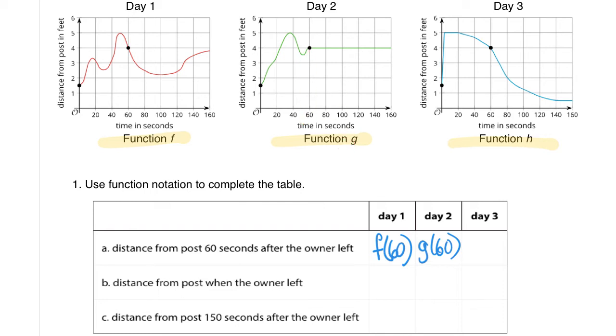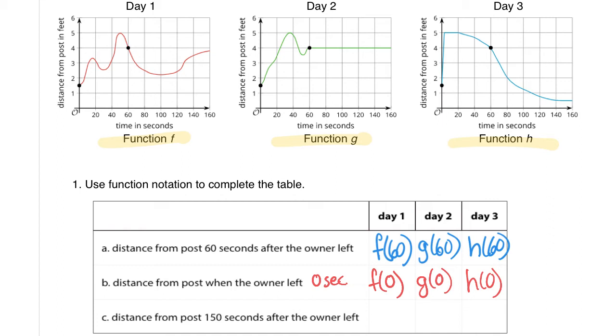And for day 3, I would call this h of 60, meaning function h, day 3, 60 seconds into our time. B, the distance from the post when the owner left. That's going to be at 0 seconds right away into our time here. So for day 1, I would call this f of 0. F meaning day 1, function f, 0 meaning right away at 0 seconds. Similarly for day 2, I would say g of 0, and day 3, I would say h of 0.